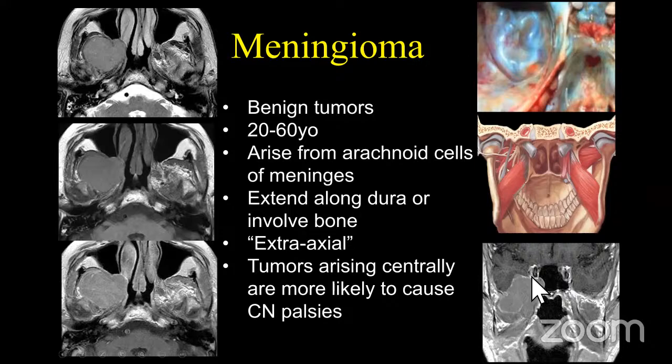So again, if you have these masses, take a really close look at the skull base. Make sure that if you see masses like this, you ask what the relationship is. Is it purely below the skull base, or is it extending into the middle cranial fossa? You could actually be dealing with an inferior growing meningioma.